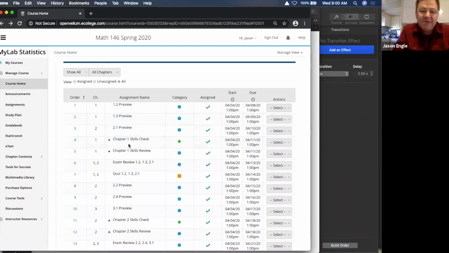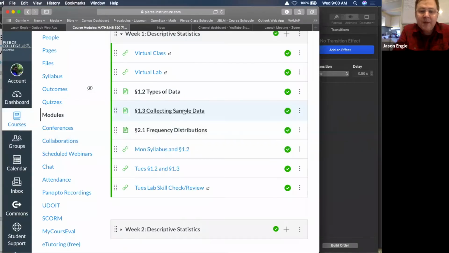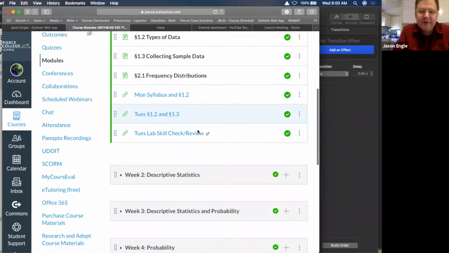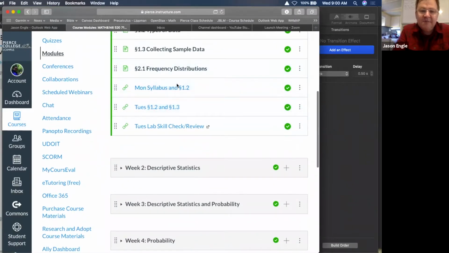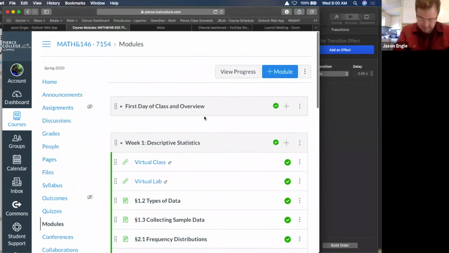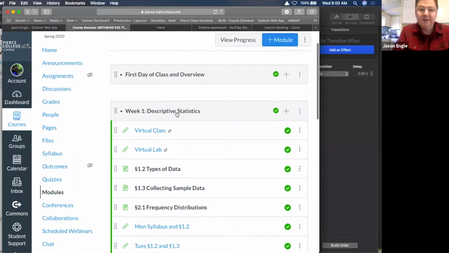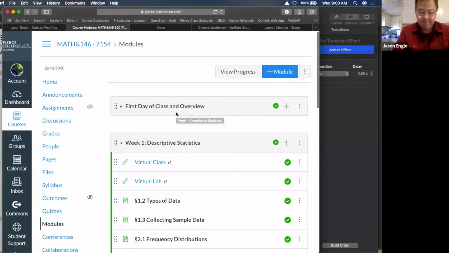It'll be a little bit of a change of pace if you haven't gotten to the chapter 1 skills check or chapter 1 skills review. That's a little bit different from the other stuff we've been doing, so let me know how that goes as well. On the modules section of Canvas, you can review what we talked about on Monday and Tuesday, as well as Tuesday's lab time. Eventually I'll have what we're talking about now uploaded onto Canvas as well.